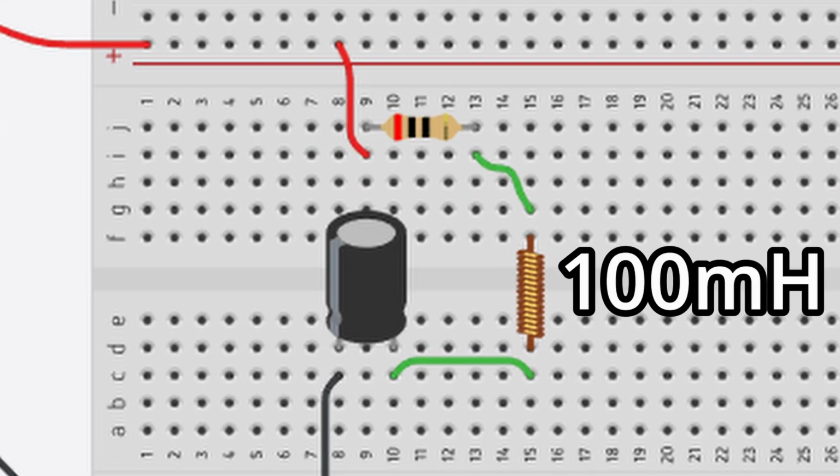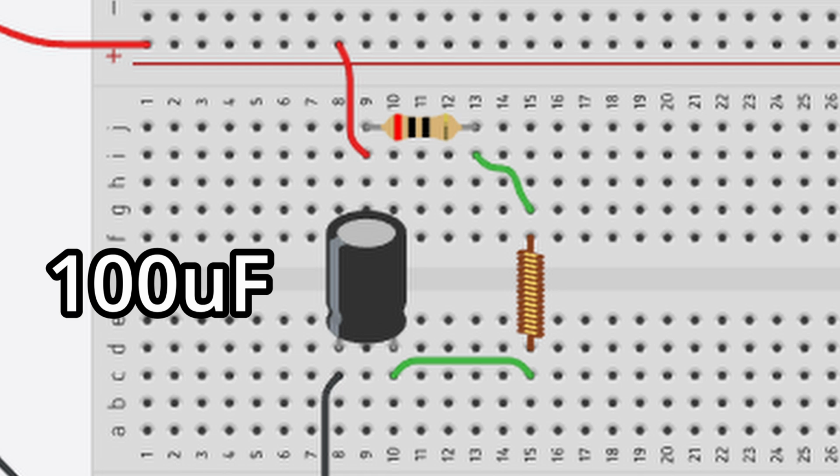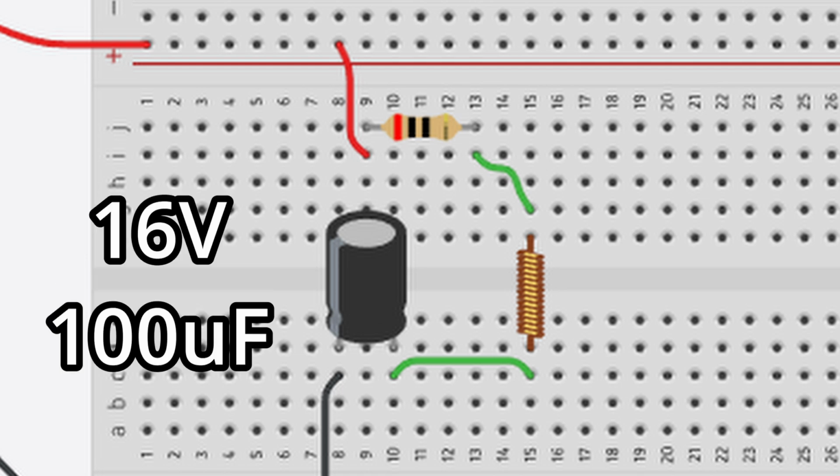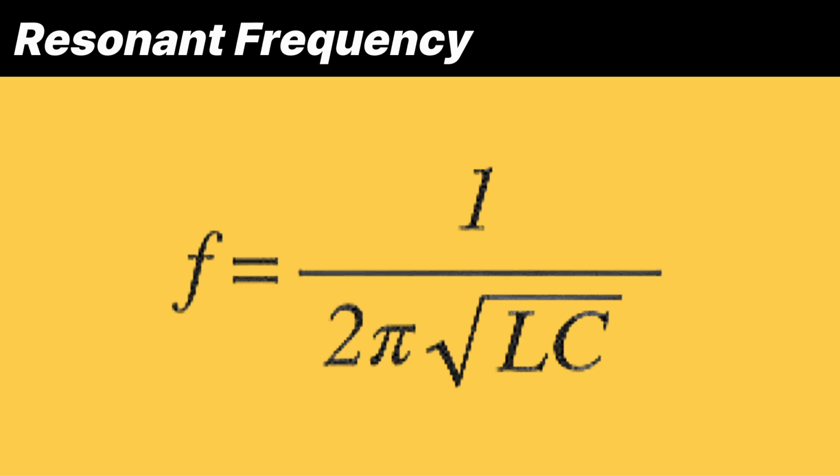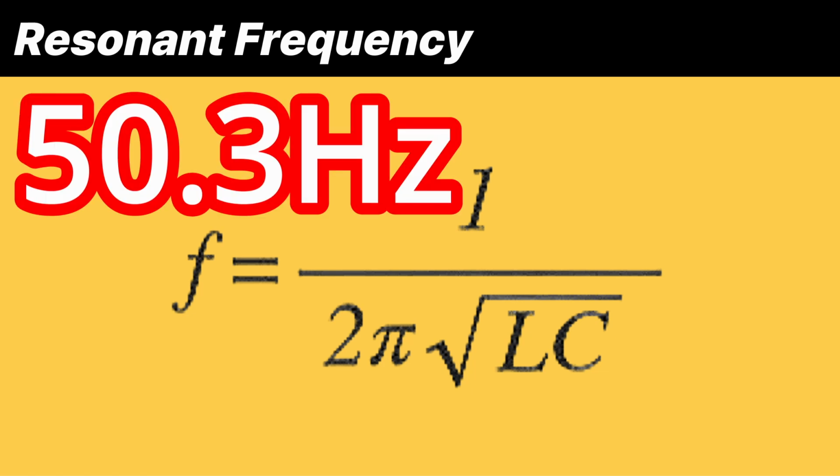The 100 mH inductor represents the swing's weight. The 100 microfarad capacitor represents the swing's height. Its voltage rating is 16 volts. If we plug this into the resonant frequency formula, we can see that the resonant frequency is about 50.3 Hz.